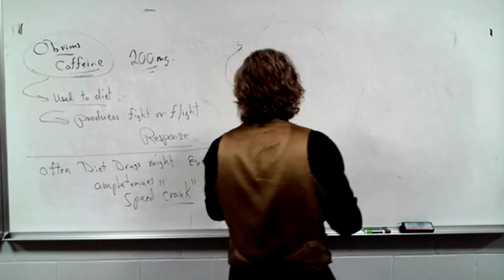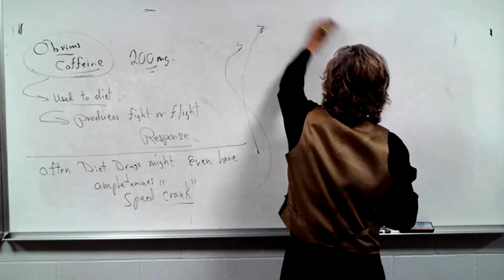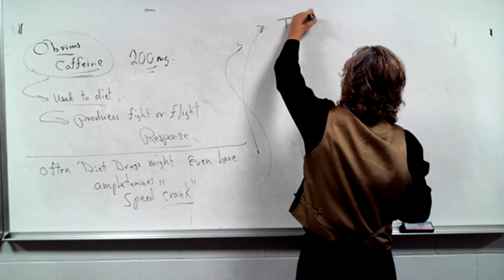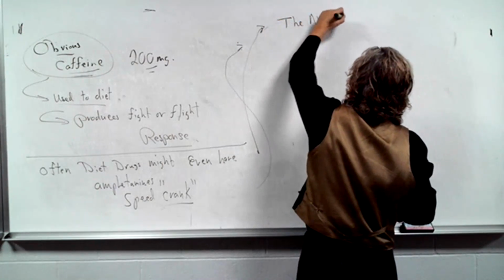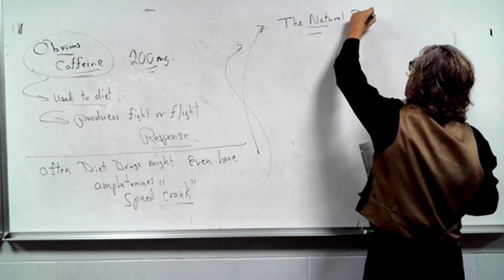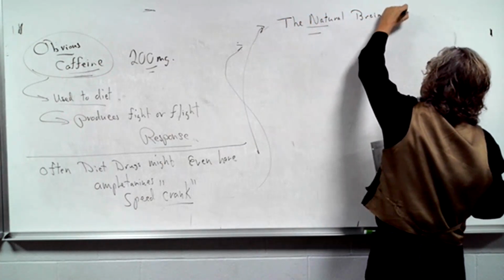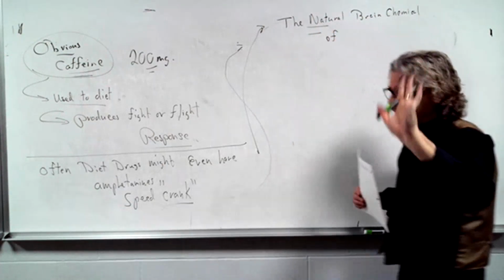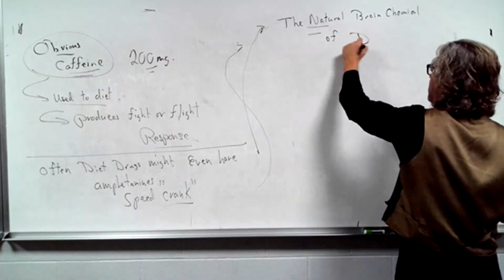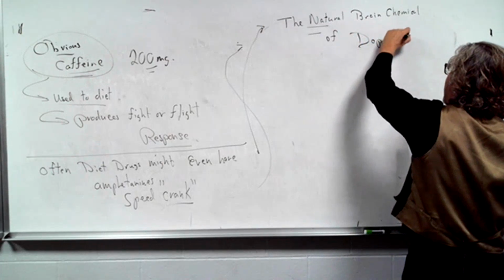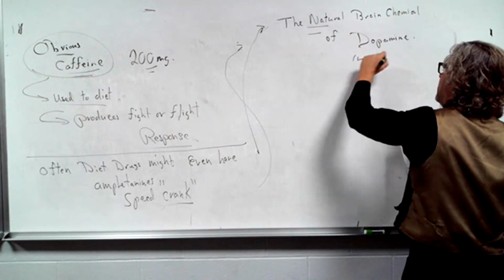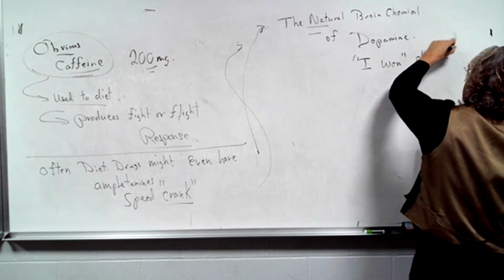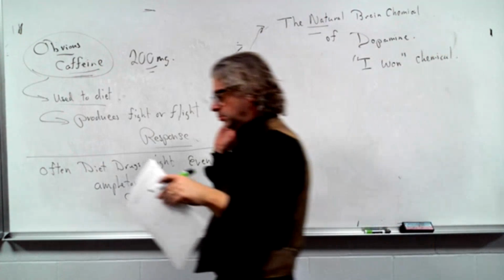All right, now, then there are strange ones. Let's talk about this. The natural brain chemical of, not endorphins for pain, not serotonin to calm you down, dopamine. And I call this the I1 drug chemical. It's strange.